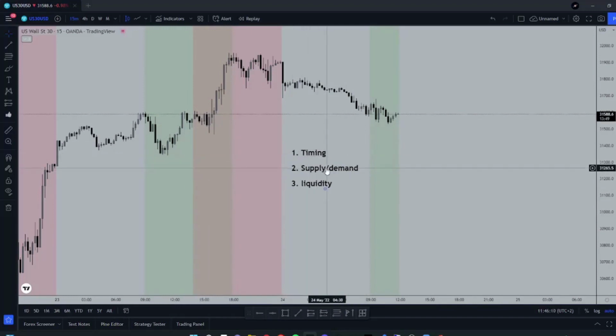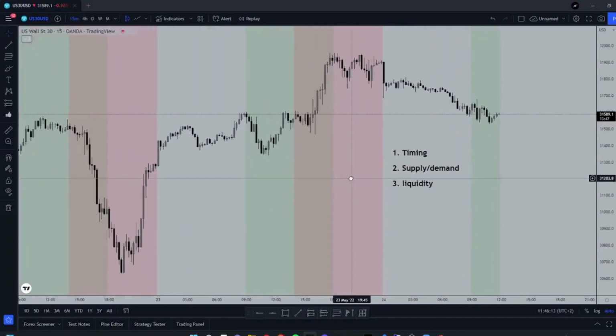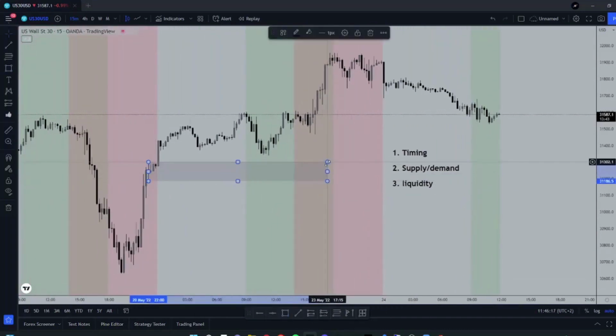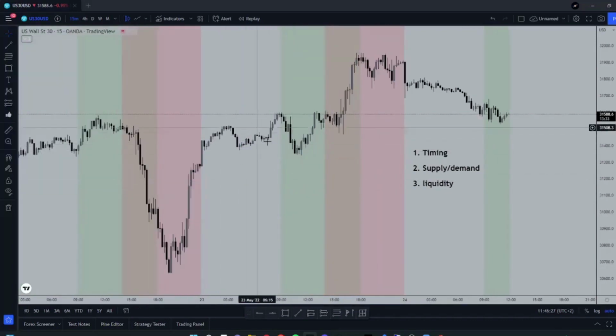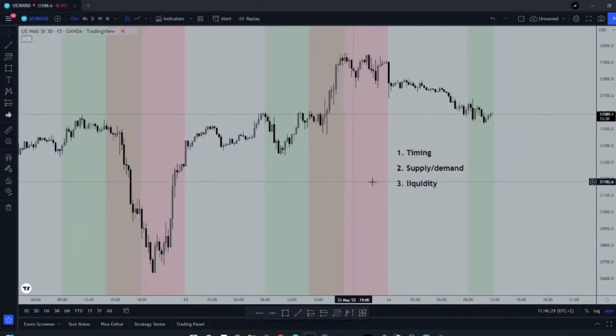Next, obviously, is going to be supply and demand. As you guys already know, if you're a follower of the channel, we trade supply and demand zones. We trade all these kind of levels. We're going to show you some examples on how to choose those zones. And lastly, we're going to talk about liquidity.